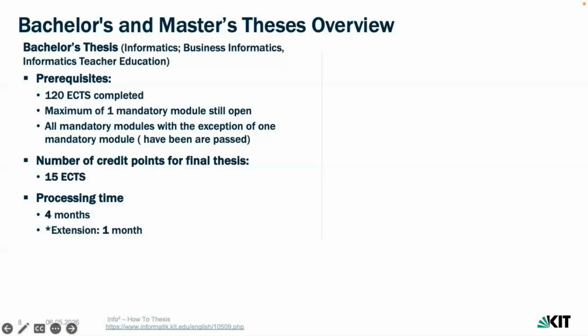The processing time is 4 months. It can be extended by 1 month, but be careful. You have to have a valid reason for that, which is not your own fault, for example, an illness or some other issues. And you have to apply for it 2 weeks in advance before your deadline. So don't depend on it. Don't think I will 100% get the 1 month. That's not set in stone.